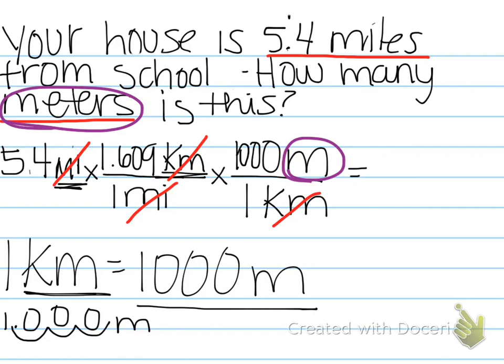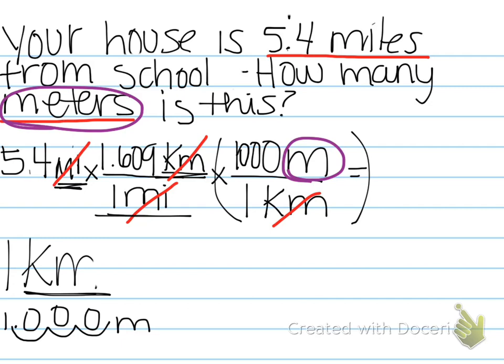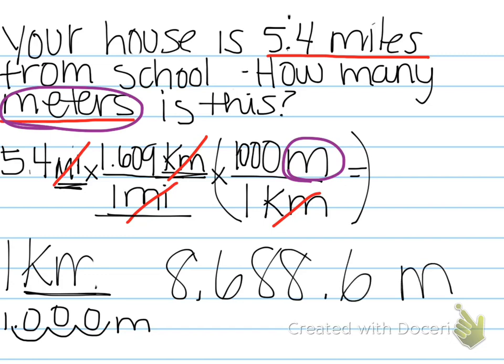So if we have, and you do not have to do this in multiple steps, you can just keep typing your numbers in. So we have 5.4, and we're going to multiply that by 1.609. We would divide by 1, but we know that's going to give us the same answer. And now we're on to this equivalence statement here. We're going to multiply by 1,000. We're again going to divide by 1, and we are left with, you should get 8,688.6 meters.